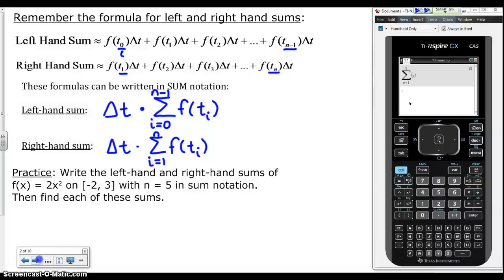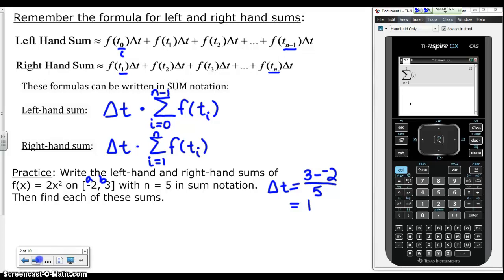So let's try this practice. Write the left and right-hand sums of f of x equals 2x squared on negative 2 to 3 with n equals 5 in sum notation. Find each of these sums. Whenever you're doing a left and right-hand sum, you have to solve for delta t. If you remember, delta t is b minus a over n, where a and b are the endpoints. So in this case, delta t is just going to be 1. So it's not much of a factor there.